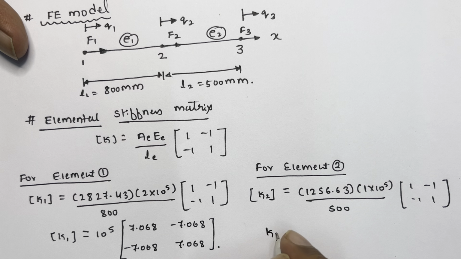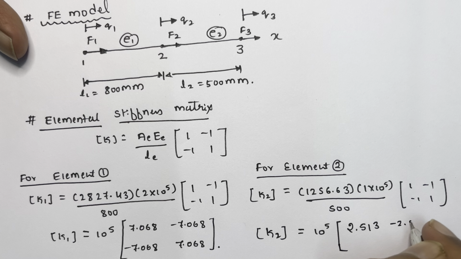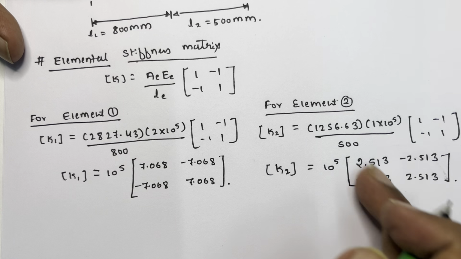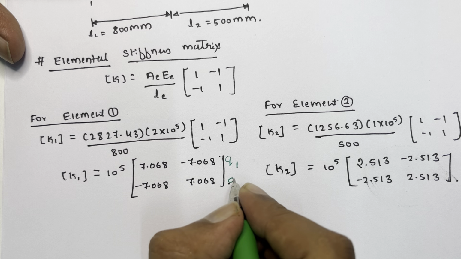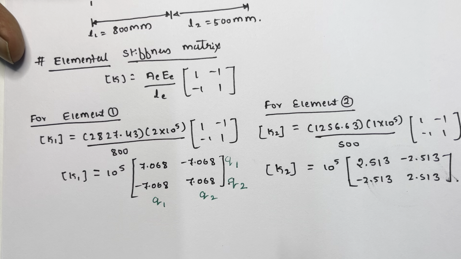So after solving, we'll get K2 is equal to 10 raised to 5 inside the bracket 2.513, minus 2.513, minus 2.513, 2.513. Here again, this is for element 1 and this is for element 2. So this first row indicates Q1, the second row indicates Q2. The first column is for Q1, second column is for Q2.